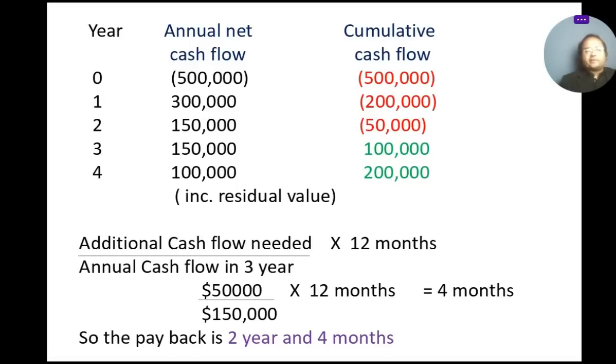So how will you find out in which year you can get your money back? Additional cash flow needed divided by annual cash flow in the third year, into 12. In the first year you get 300,000, your 200,000 remaining. Second year you get 150,000, so in total you get 450,000, your 50,000 remaining. The remaining 50,000 will come back in the third year. So your required payment is 50,000 divided by 150,000, that is the third year, into 12, equal to 4 months. So your payback is 2 years and 4 months.